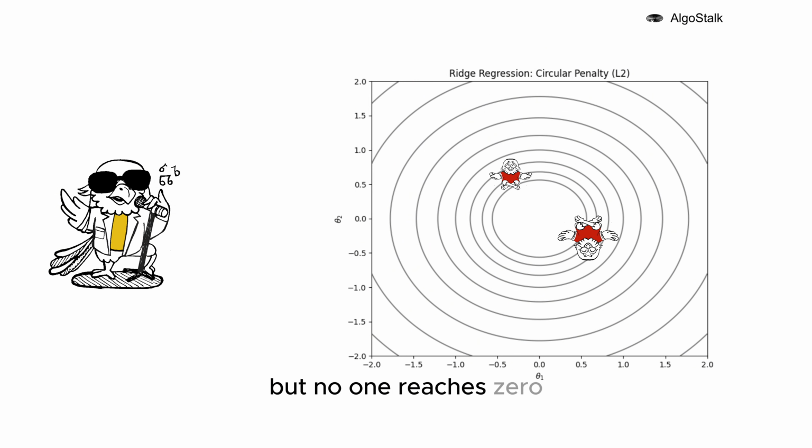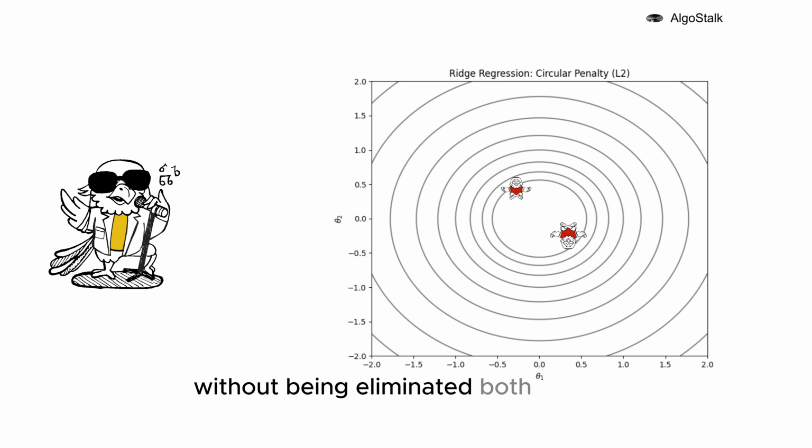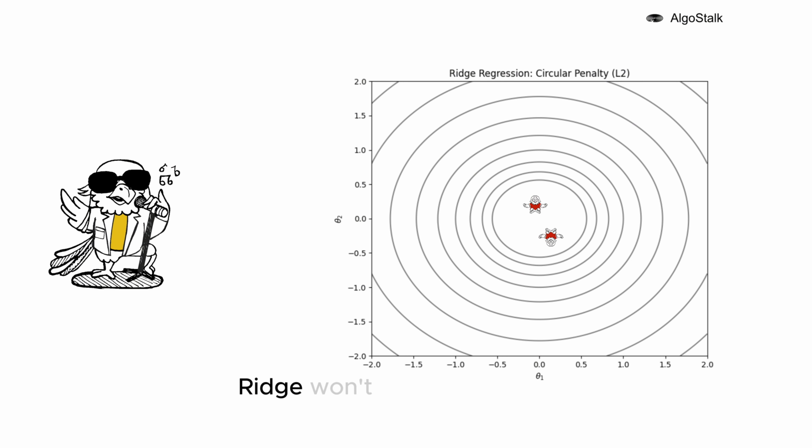but no one reaches zero. They just get pulled closer to the center without being eliminated. Both Theta 1 and Theta 2 stay in the game. Ridge won't let them walk out, even if they've become insignificant.